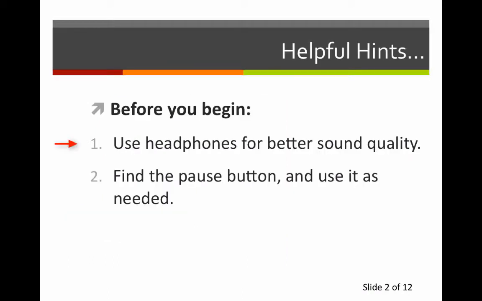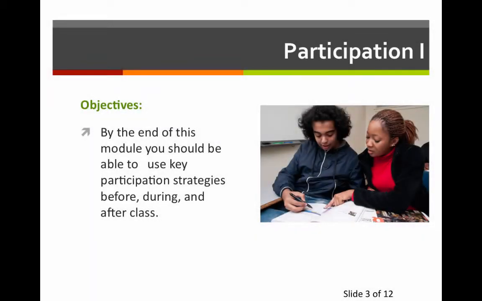Before we begin, you might find it easier to hear this presentation if you use headphones. In addition, find the video pause button and use it whenever you need more time to read the slides. By the end of this module, you should be able to use key participation strategies before, during, and after the class.